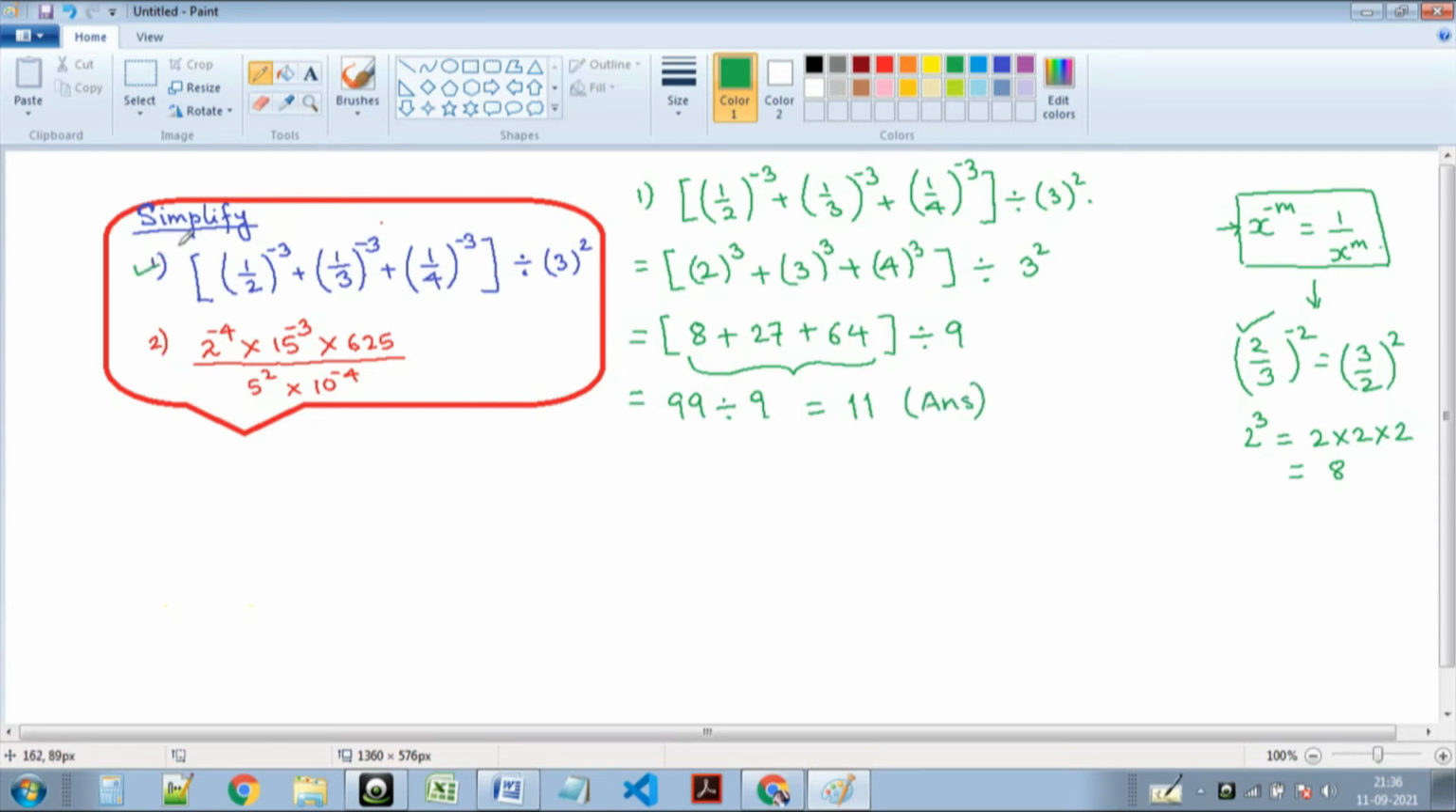Right? Now let's see how we can do the solution for number 2. So let me make some space.